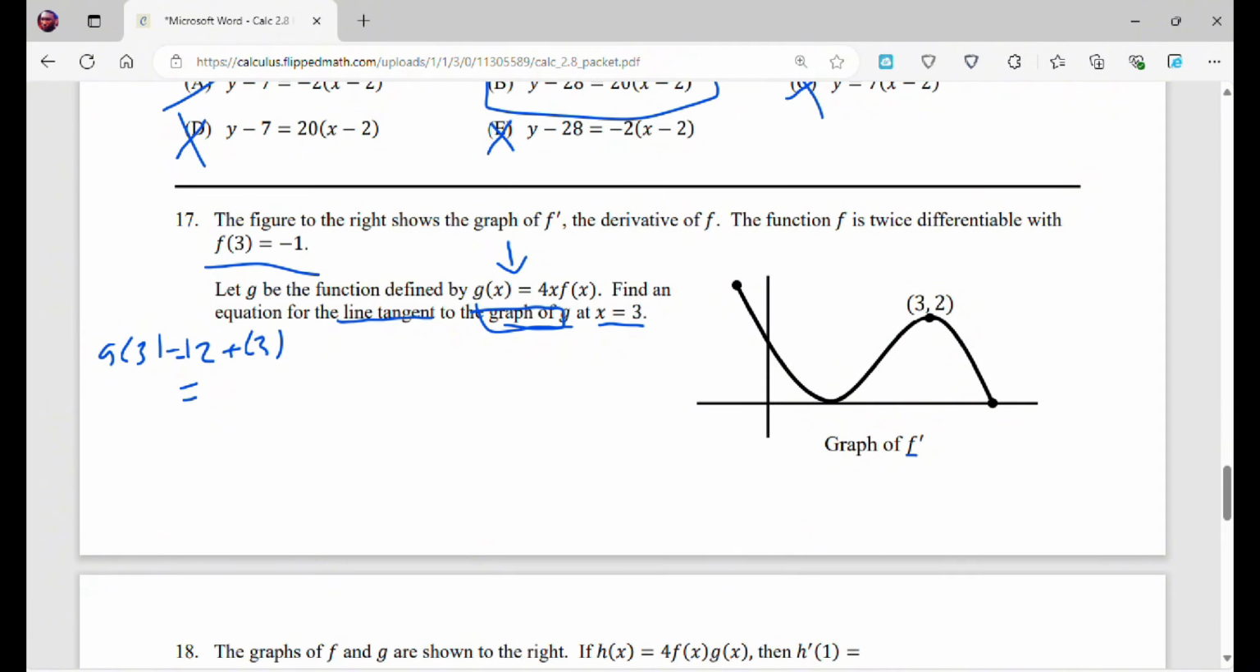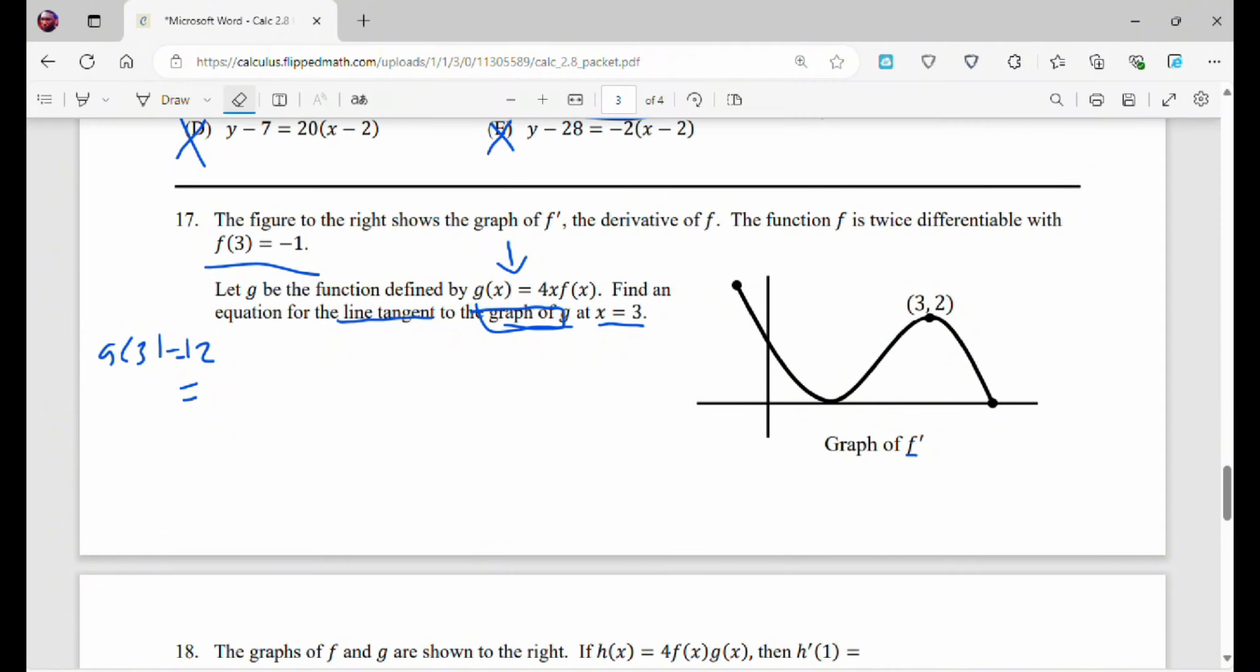So, and hold on. I don't know what that was, but it should be 12 times f of 3.